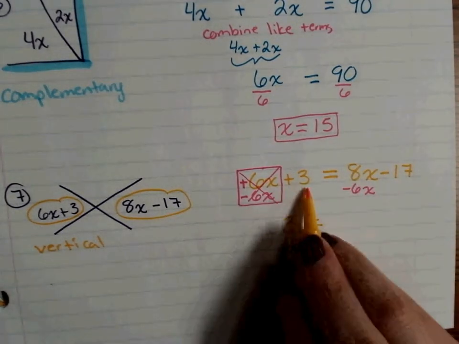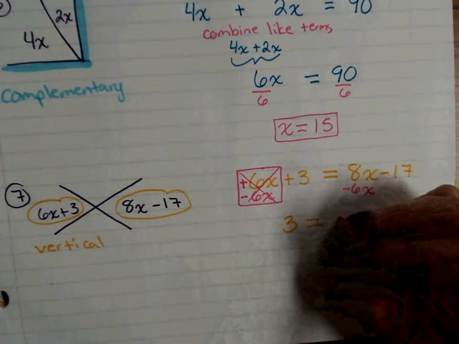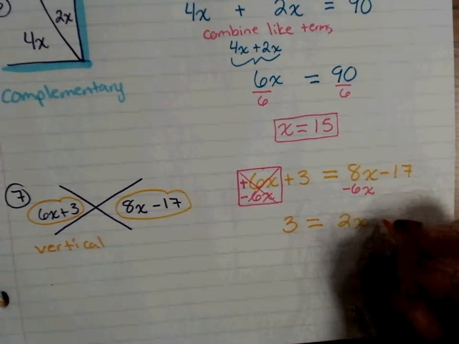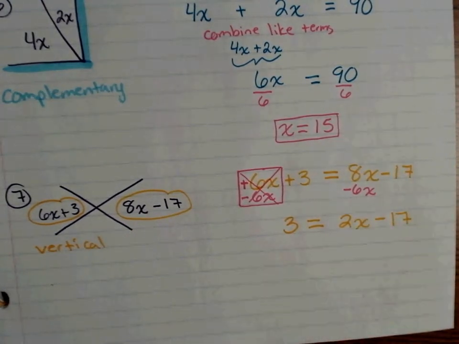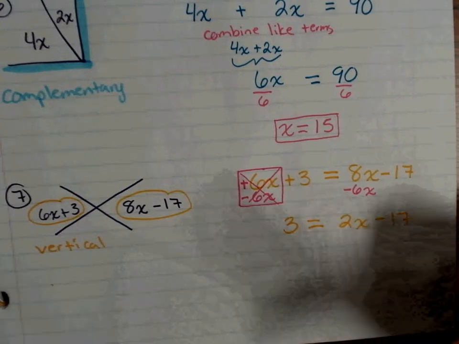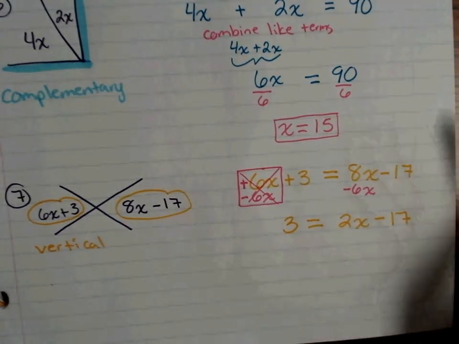is equal, that's positive 3, is equal to 2x minus 17. There's the equation. You've now simplified it to where it is one variable, one constant.